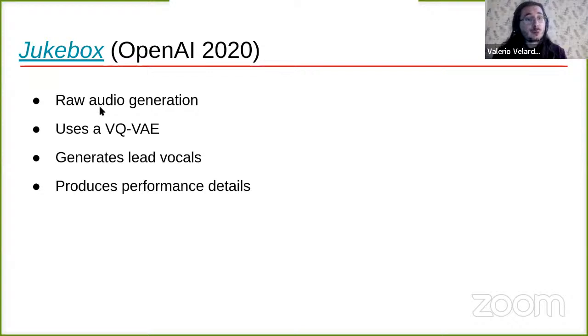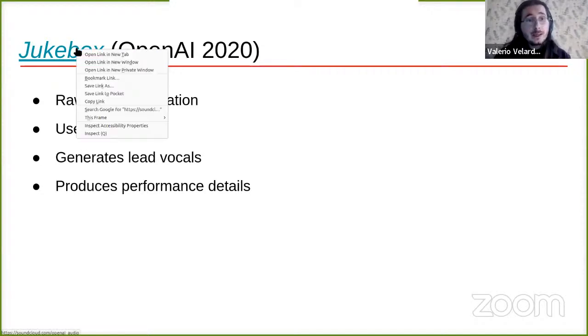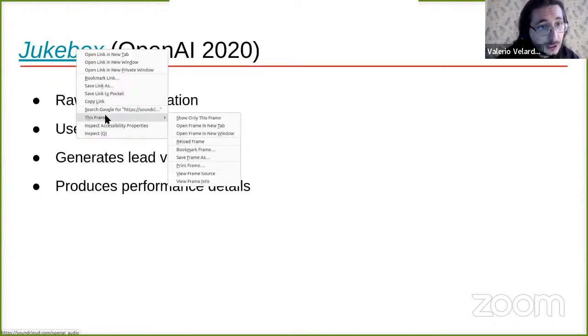It generates directly from raw audio. It uses a more sophisticated version of a variational autoencoder that's called a VQ-VAE. VQ stands for vector quantization. This model is really, really interesting.